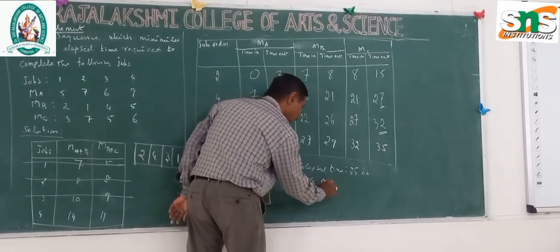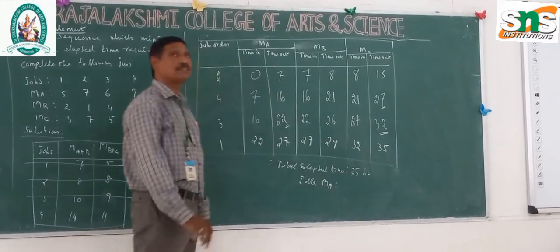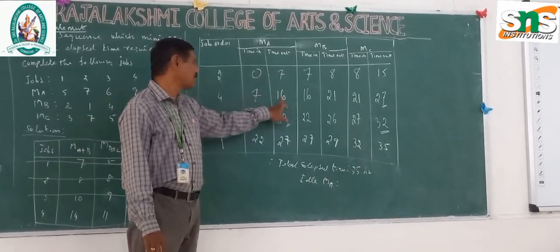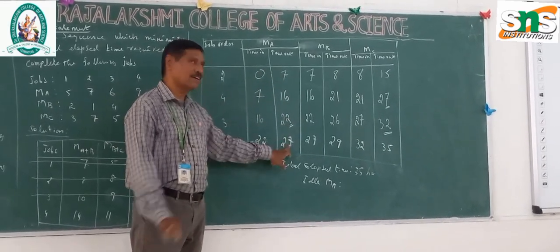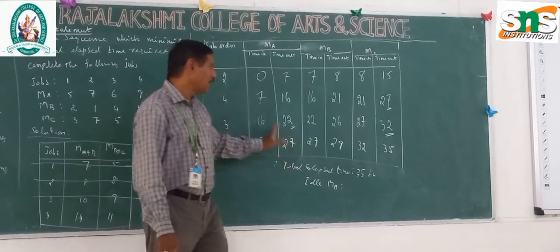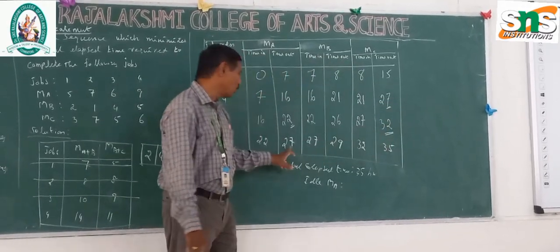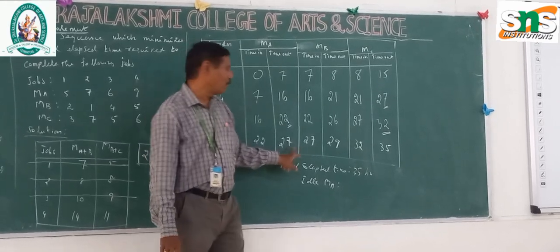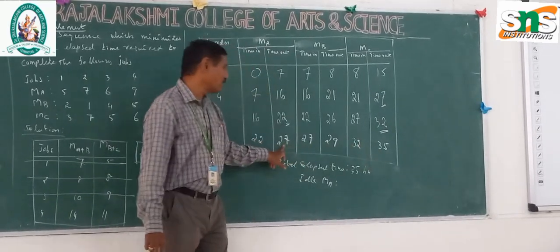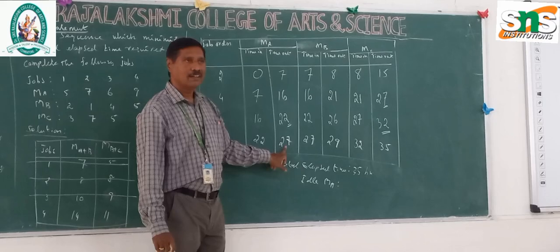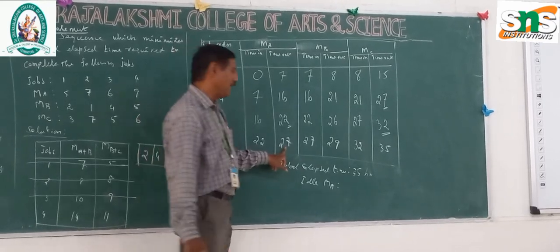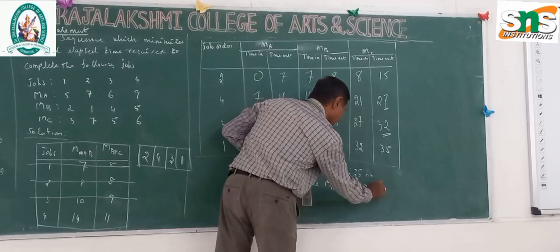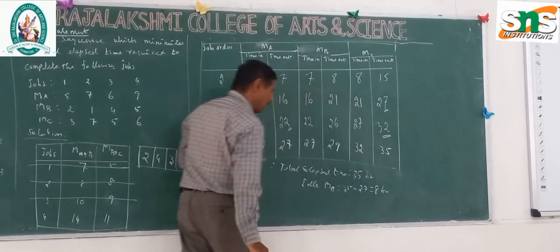What is the idle time of machine 1? The idle time of machine 1 is when machine 1 is resting. Machine 1 starts from 0 hours, 7, 16, 22, 27, then it will take rest. In this total elapsed time, up to 27 hours it is running. The remaining time it takes a rest. Therefore, 35 minus 27, that is 8 hours. Machine 1 will be idle for 8 hours.